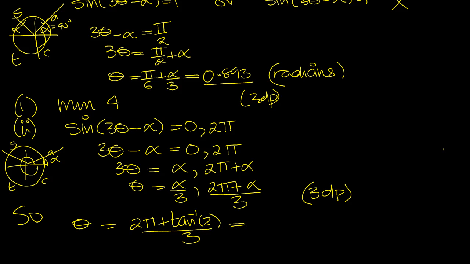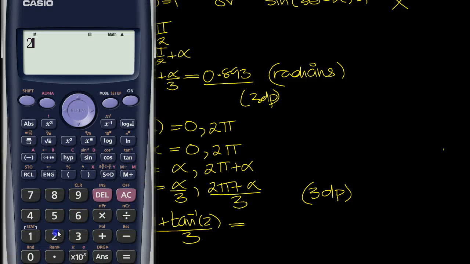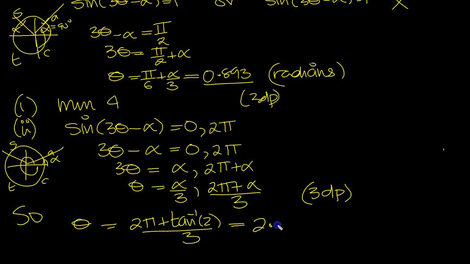So let's work that out, see what we get. 2 times pi plus tan to the minus 1 of 2, all in a bracket, and then divide that by 3. That's 2.463, and that was the 3 decimal places. And that's the answer for part C corrected.